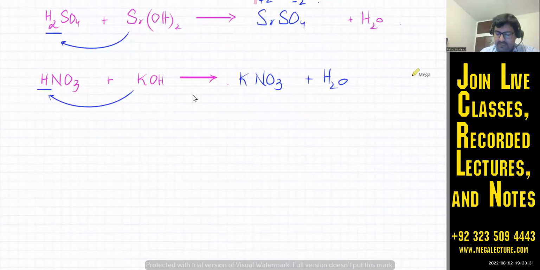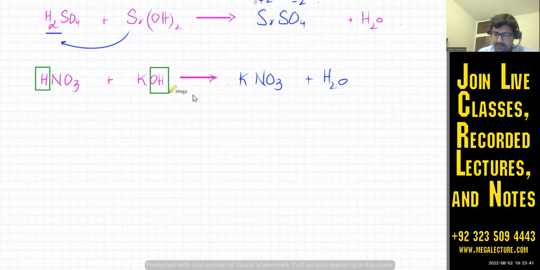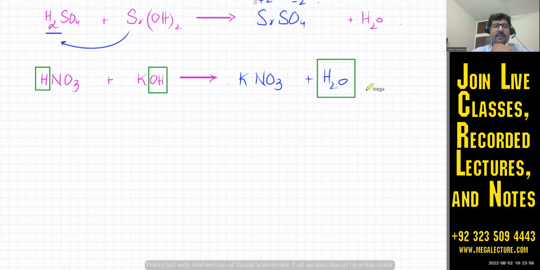If you look at it another way, the acid has H plus 1 and the base had OH minus 1. The two combined together and ended up forming water. And whatever is left behind is your salt. So K and NO3 were just left behind, and that's basically your salt. So you can think of it that way as well.